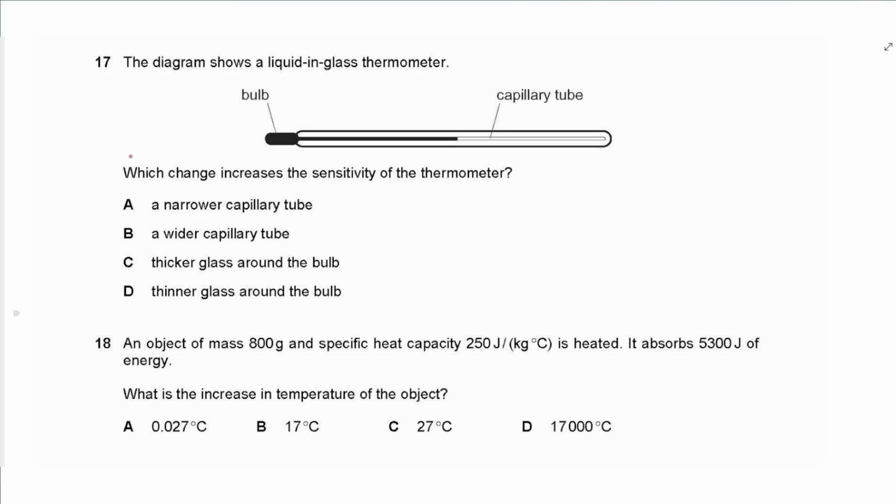It says the diagram shows a liquid and glass thermometer. Which change increases the sensitivity of a thermometer? So a narrower capillary tube would work, a wider capillary tube decreases sensitivity. Thicker glass or thinner glass affects the response time, not the sensitivity. So the answer here is A.